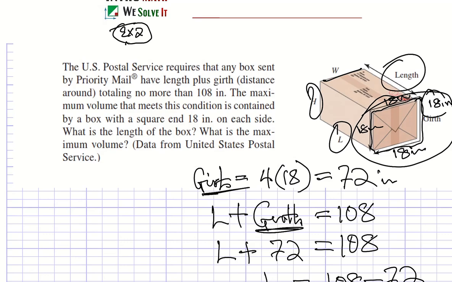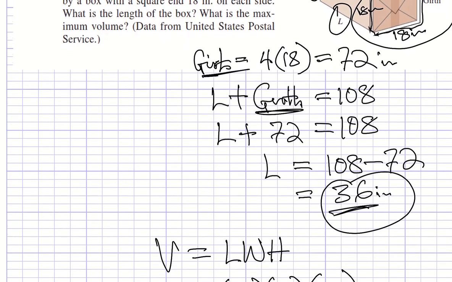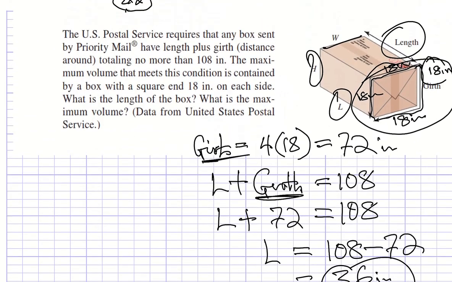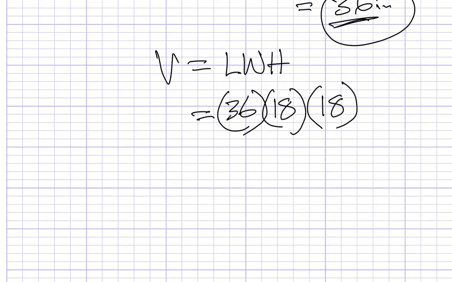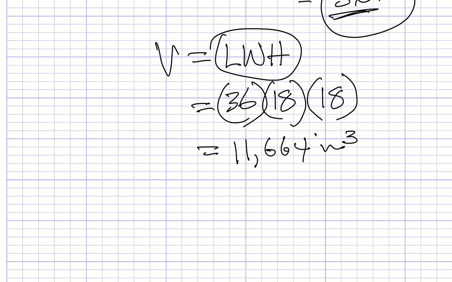We calculated the length. Then let me see, the height. The height is here. This is the height here. The height is still 18. You see that, right? So you multiply that out, you get 11,664 inches. It's cubic, because the volume is in cubic. You multiply three things together. Okay, and then we're done with this problem.